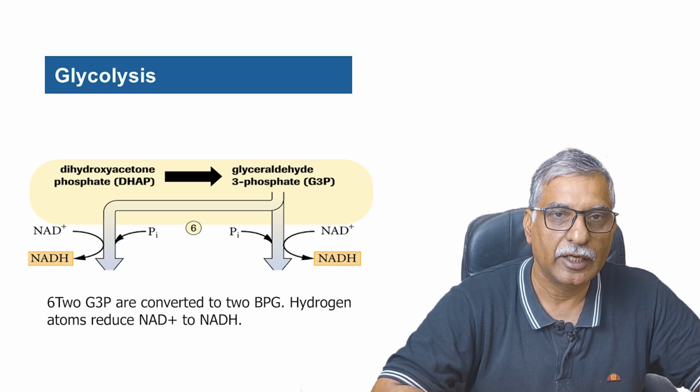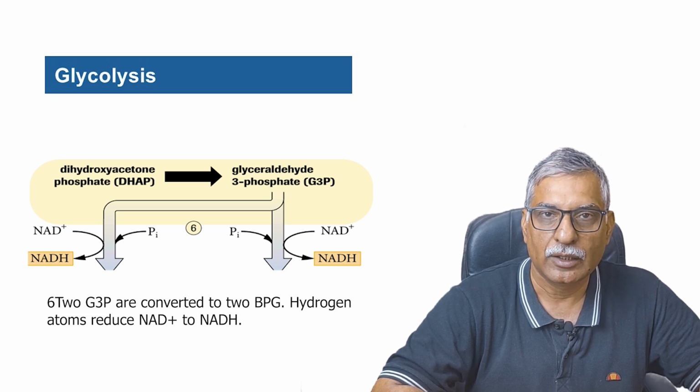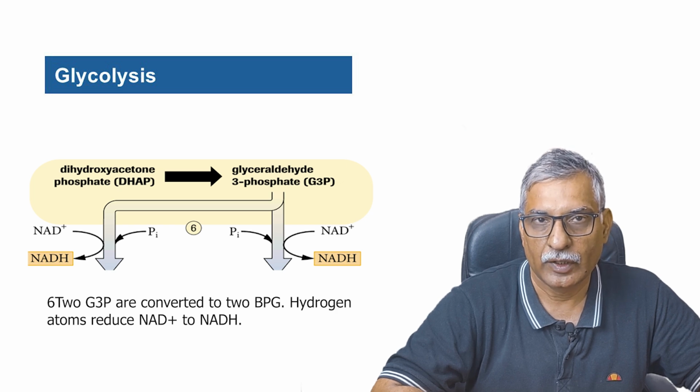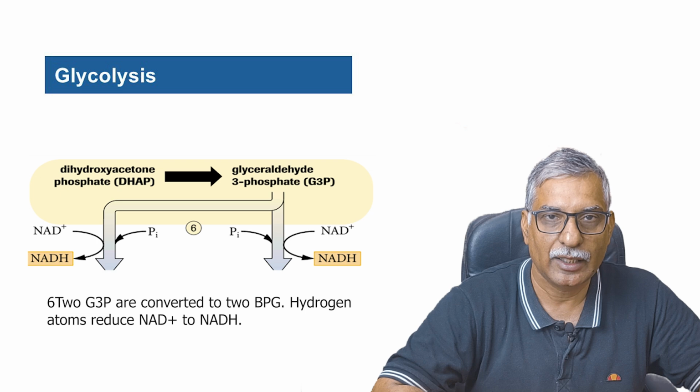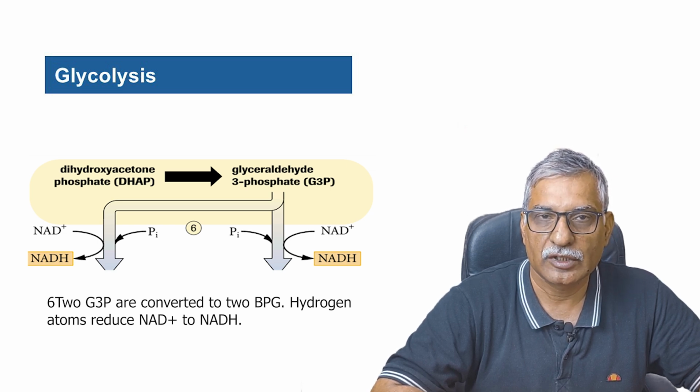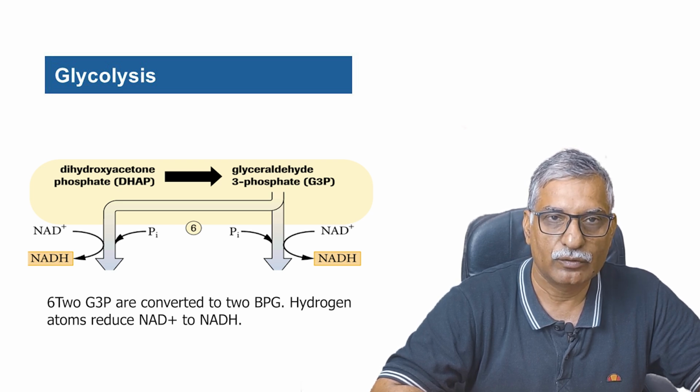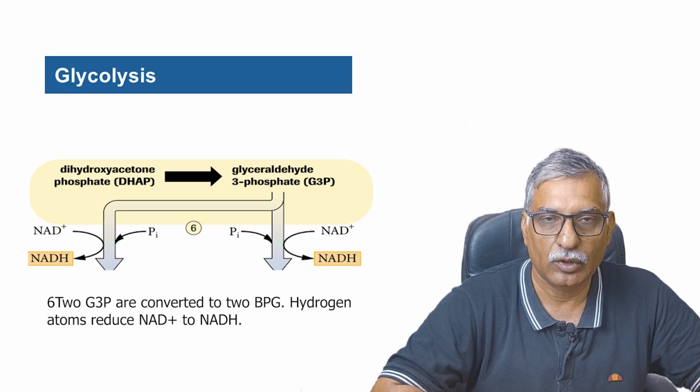This is named nicotinamide adenine dinucleotide. This nicotinamide adenine dinucleotide, abbreviated as NAD, in its oxidized state accepts hydrogen that is released from the oxidation of glyceraldehyde 3-phosphate. So 2 hydrogens are released, 1 from each molecule, and as a result, after accepting these 2 hydrogens, we have 2 reduced NAD molecules.